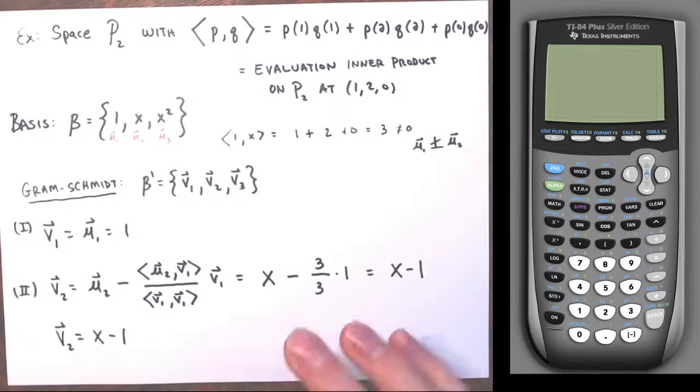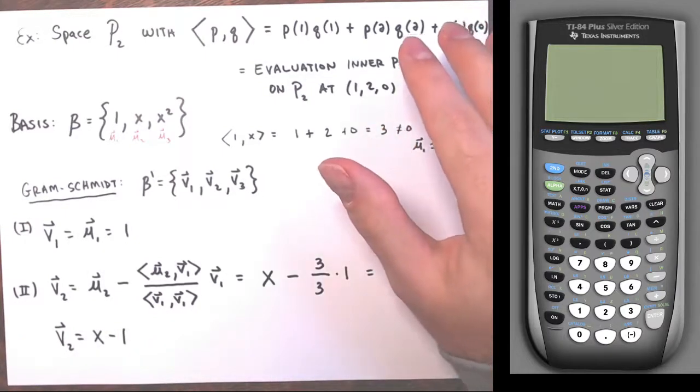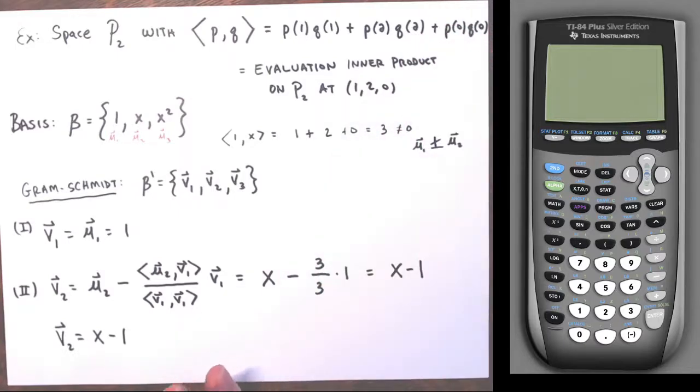And again, I promise you, this is working, this is an actual inner product. I can't apologize enough. Okay, and then finally the third vector in our orthogonal basis.